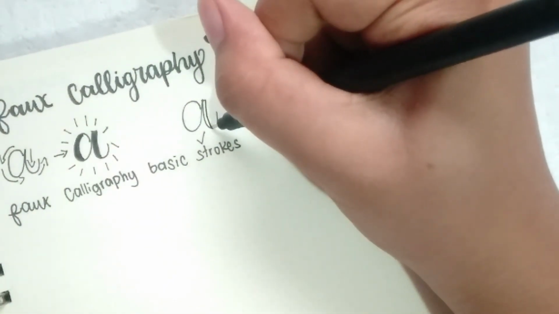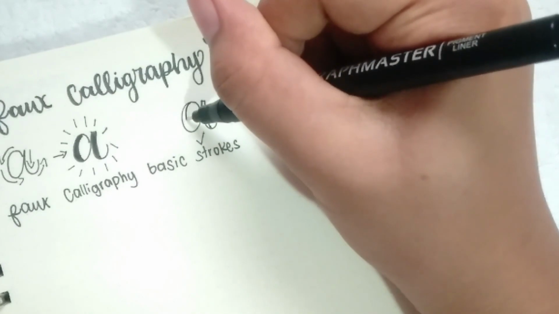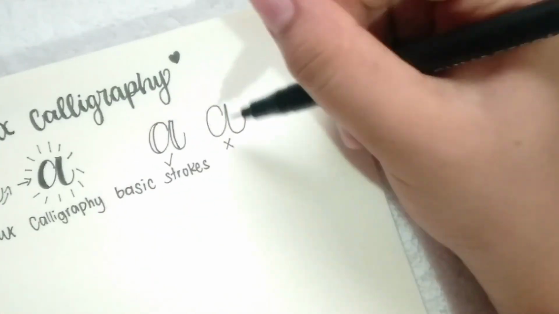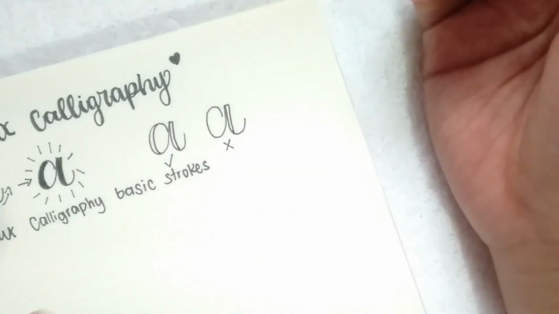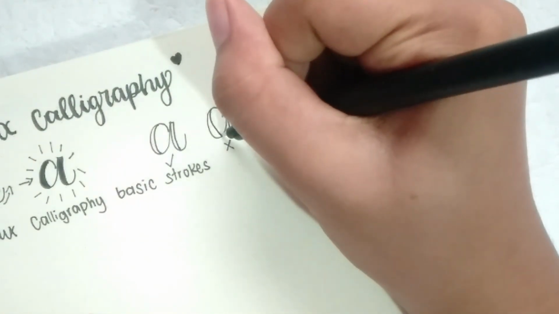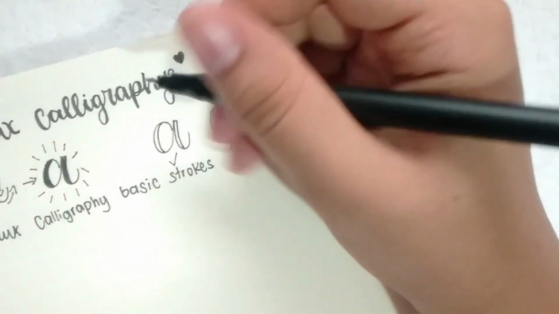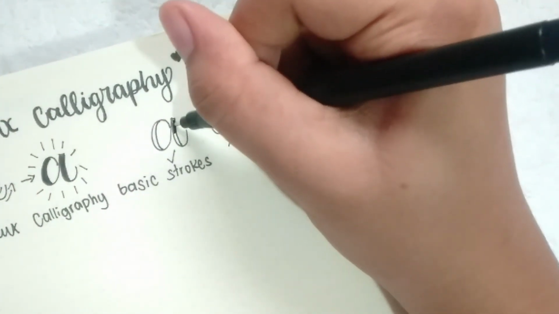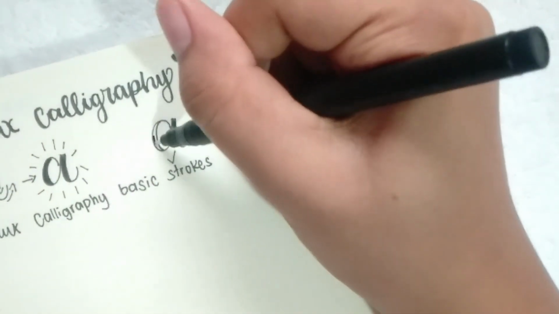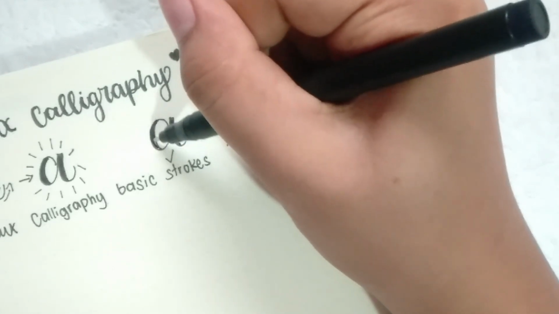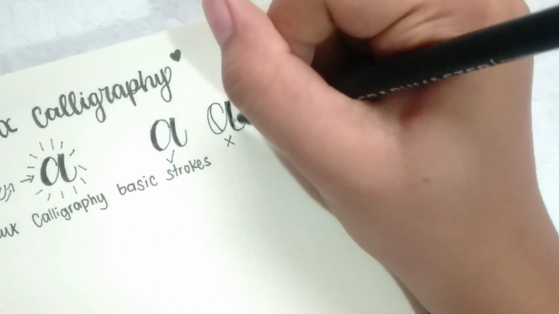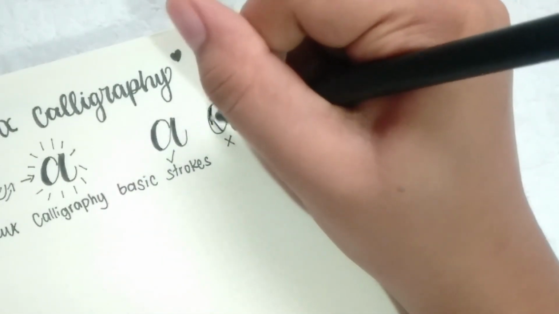And the next is consistency. So consistency is very important because all letters must follow the same height and angle. And another super important thing when it comes to faux calligraphy is to keep your downstrokes the same thickness, to avoid a noticeable difference in the thickness of your downstrokes.